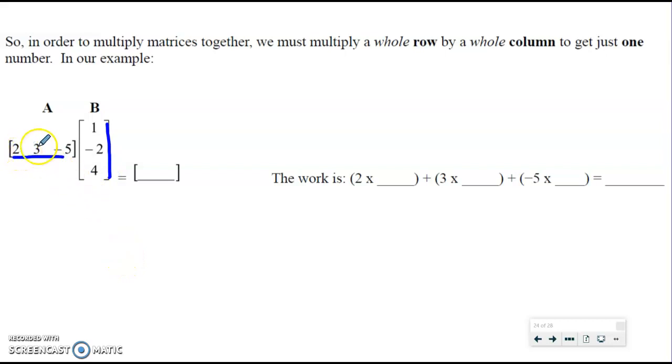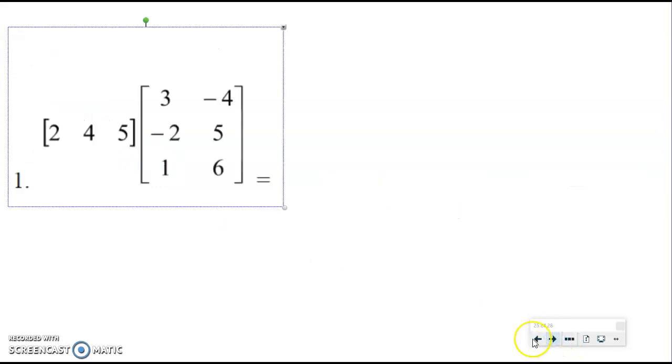I'm going to take 2 and multiply it by its corresponding entry, 1. I'm going to take 3, multiply by its corresponding entry, which is -2. I'm going to take -5 by 4. So I have 2 plus -6 plus -20, and if I combine all those together, I end up with -24. So my solution is just -24. Let's look at a couple examples in which we're going to multiply them together.